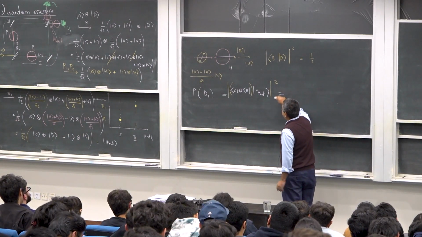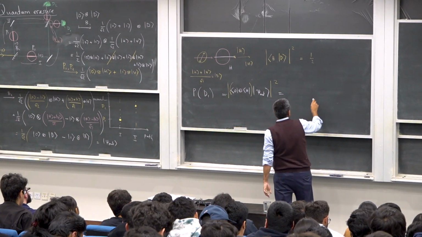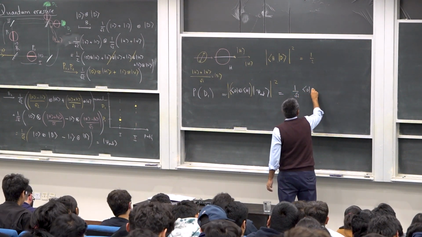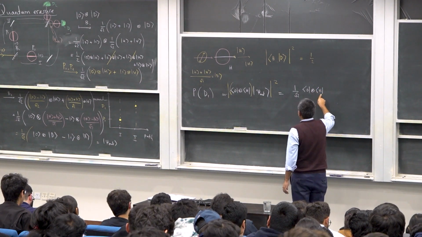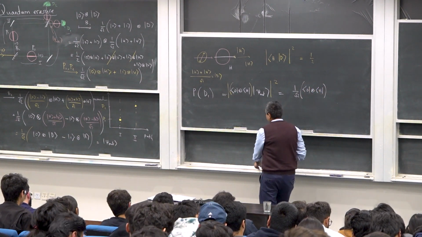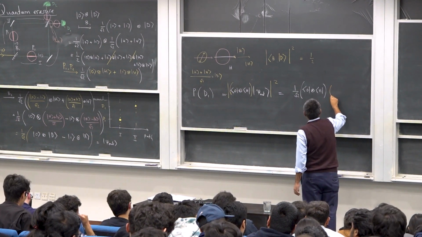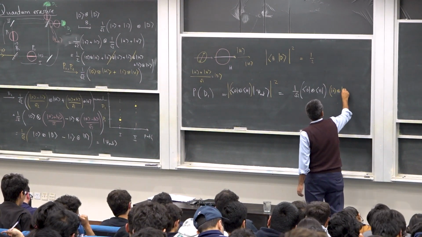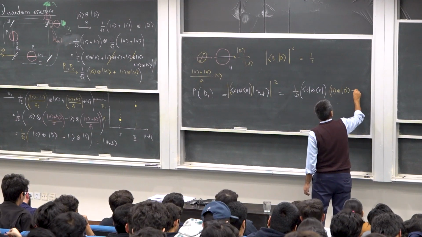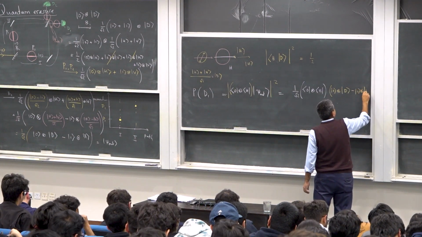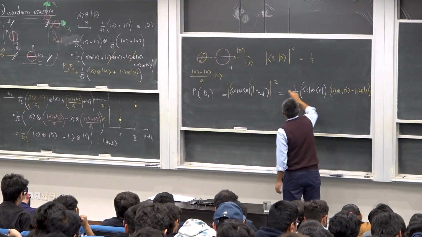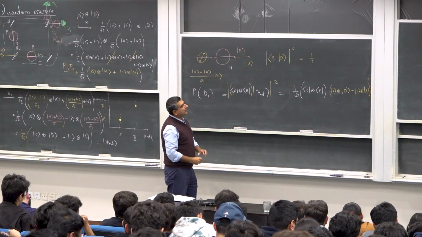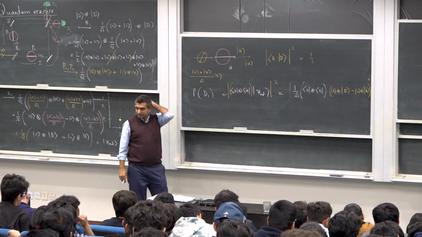All right, so I spell out this thing. It's 1 over under root 2, so I just bring it outside. Bra 0 inner product with ket H. All right. So now how do you find out this inner product?